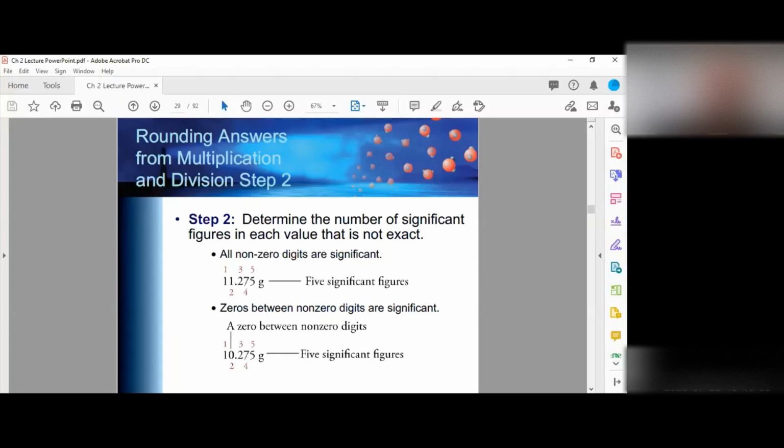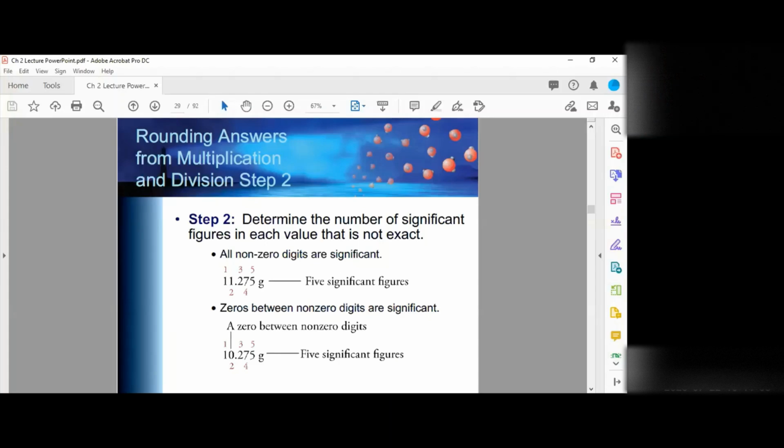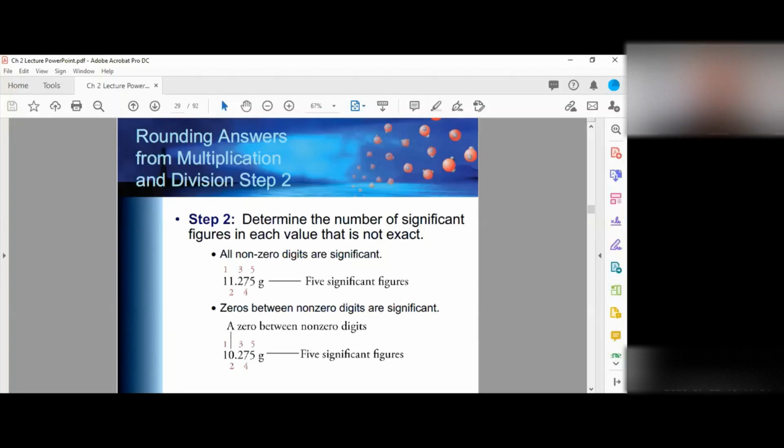The rules when it comes to counting how many sig figs we have. First of all, we're not going to be looking for sig figs in exact values. We're going to only be looking for sig figs in measured values.